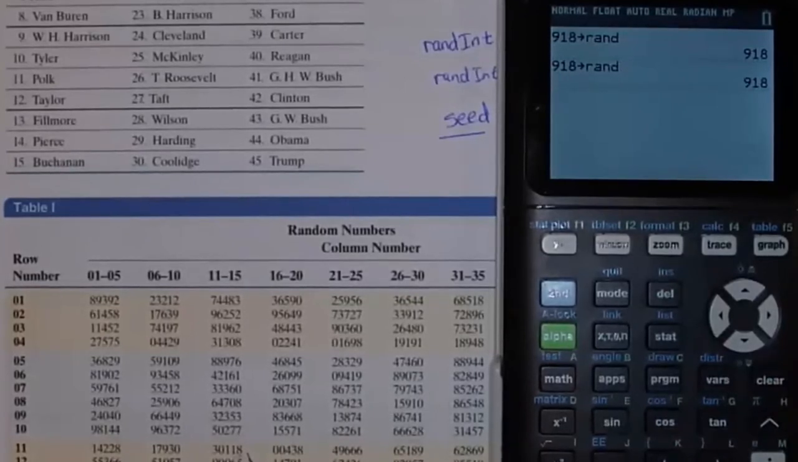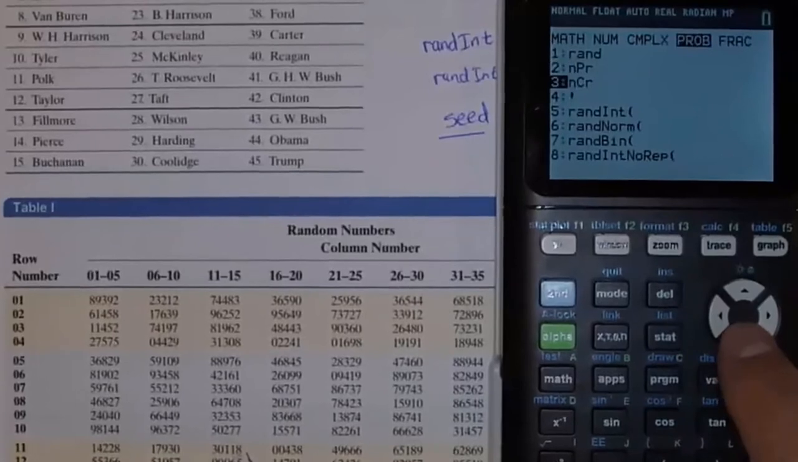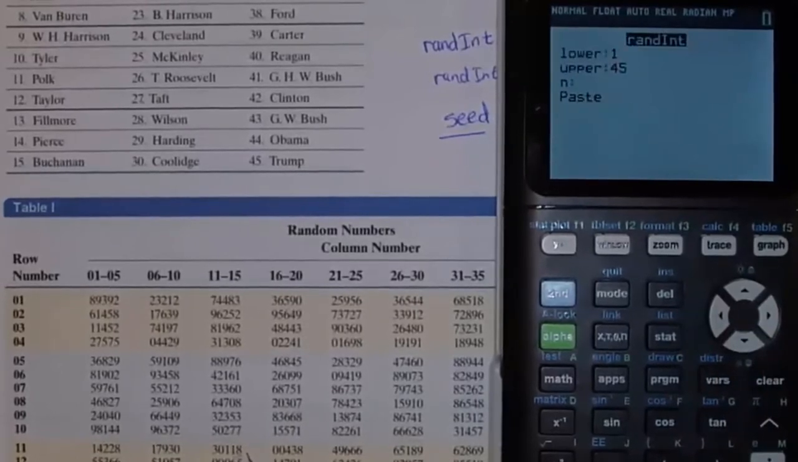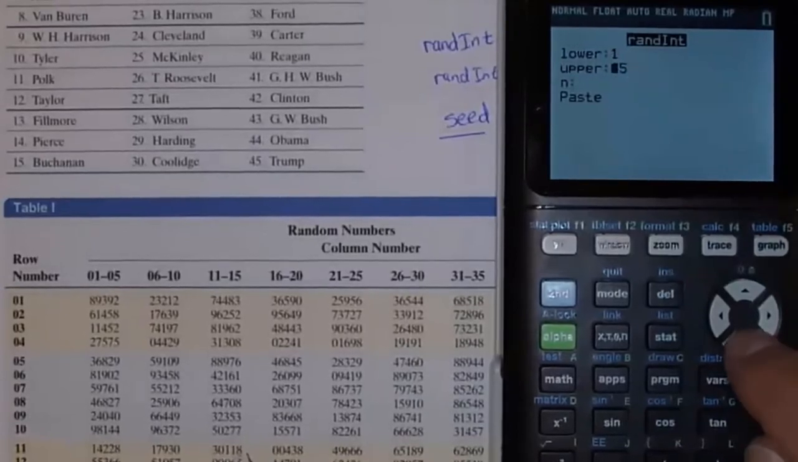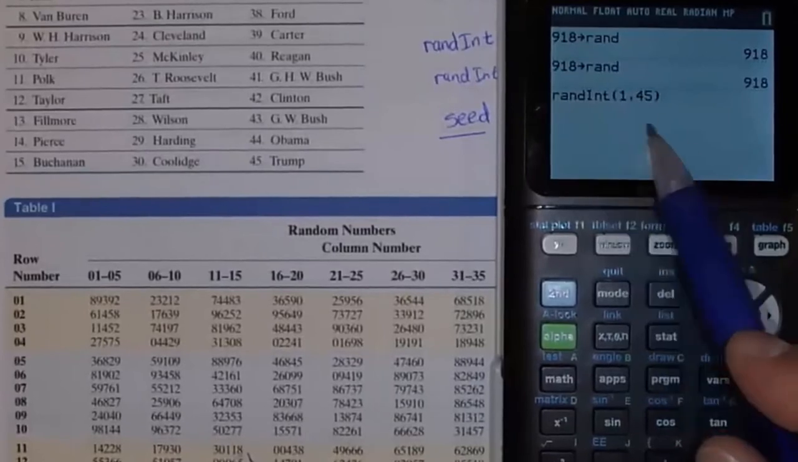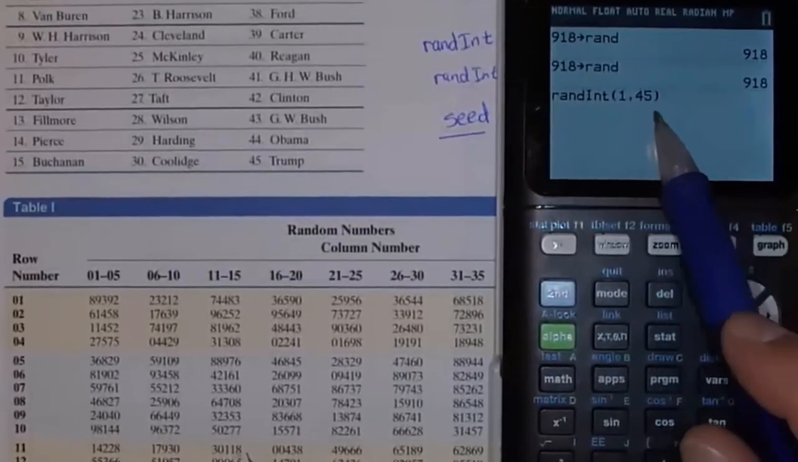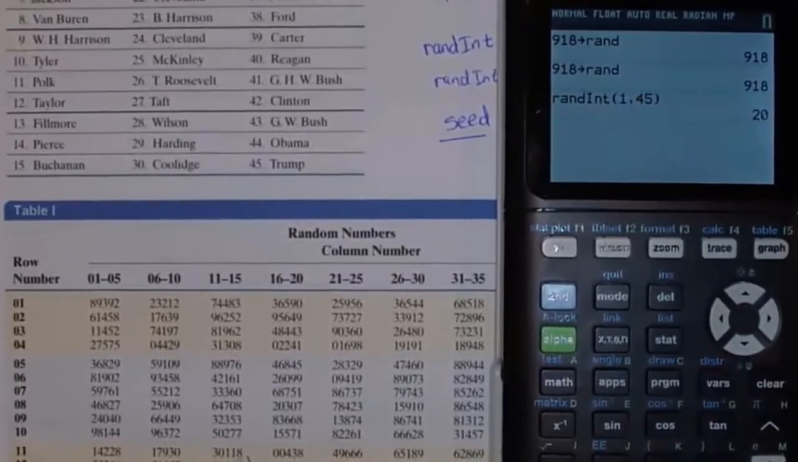So now I am ready to select my sample. Again, like I showed you before, I'm going to go to math and probability and use number 5, random integer. I'm selecting individuals from 1 to 45, so I'm just going to say paste. If you have an older calculator, you'll have to actually type that in like it looks on my screen. When I hit enter, number 20 would be the first member.